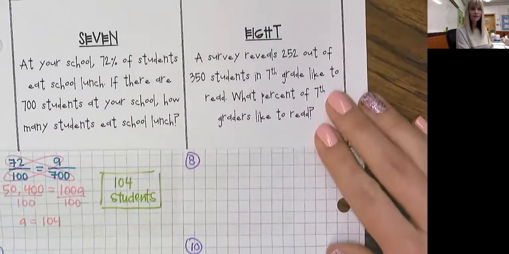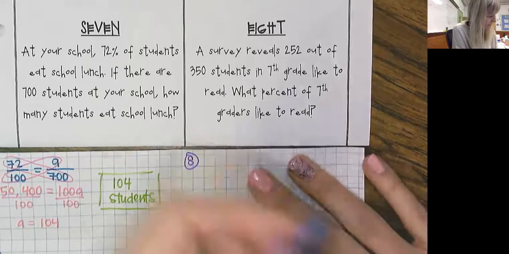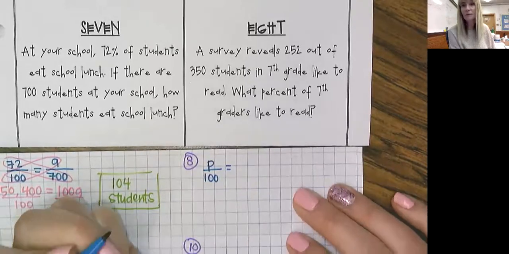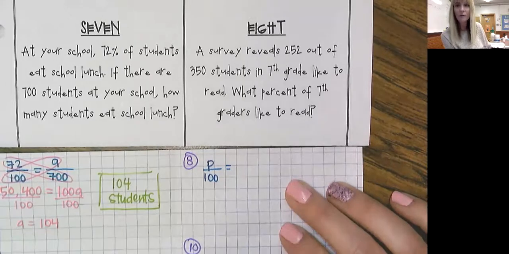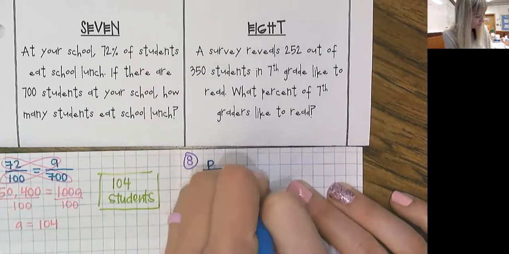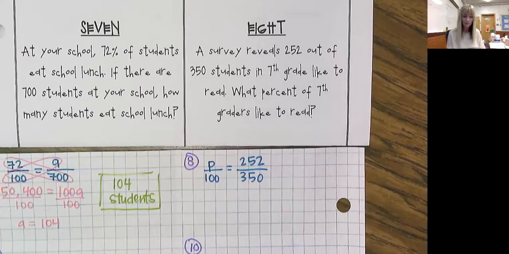Here is number 8. Number 8 says, a survey reveals 252 out of 350 students in 7th grade like to read. What percent of 7th graders like to read? Oh, what percent? What percent means I'm immediately going to go P over 100 because I'm looking for the percent, equals A over B. We'll now find the total. The total is out of 350. Okay, out of 350. And that leaves 252 to finish off our proportion.